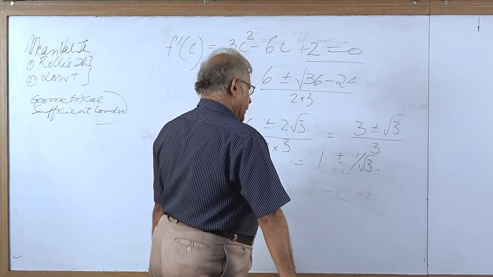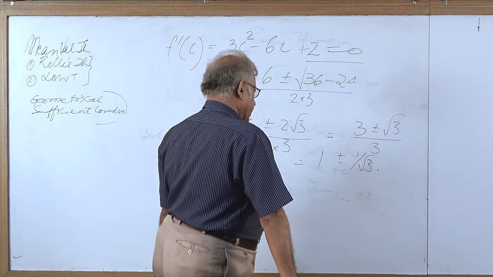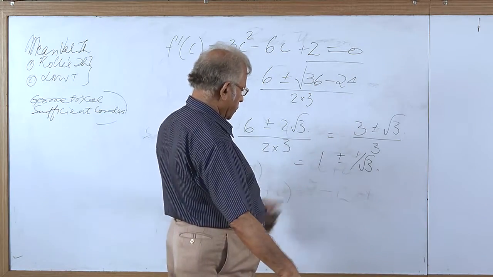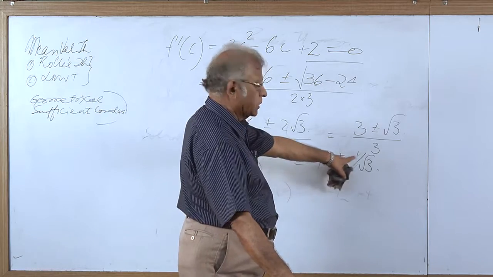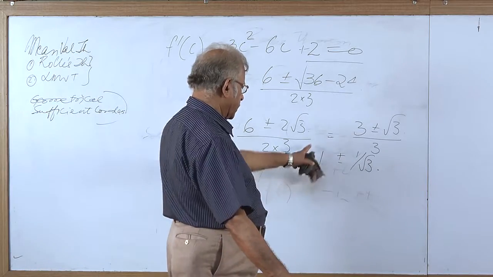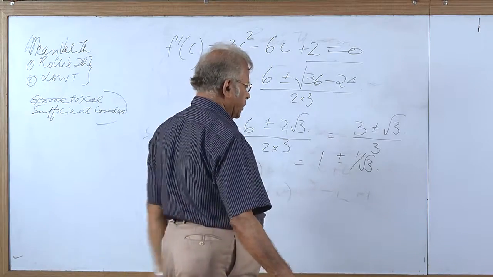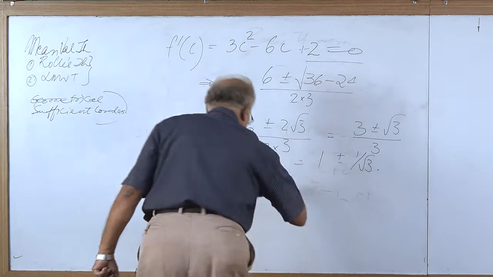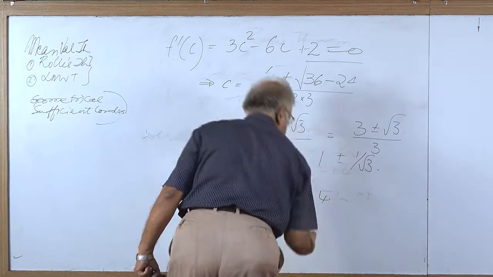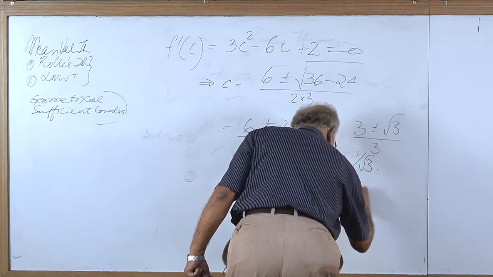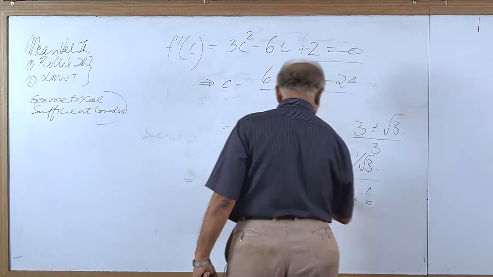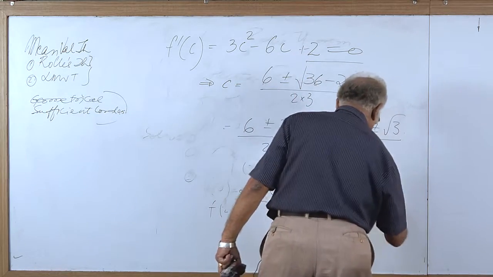Now 1 by root 3 is about 0.6. So one value is 1 plus approximately 0.6, so that is 1.6, and the other is 1 minus 0.6, and that is 0.4. So the two values are approximately equal to 0.4 and 1.6. Both these values we will observe lie between 0 and 2.